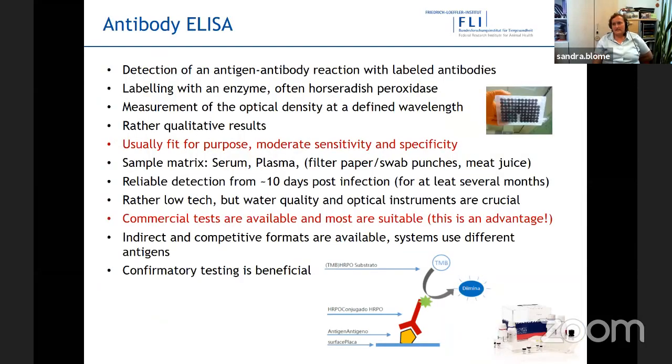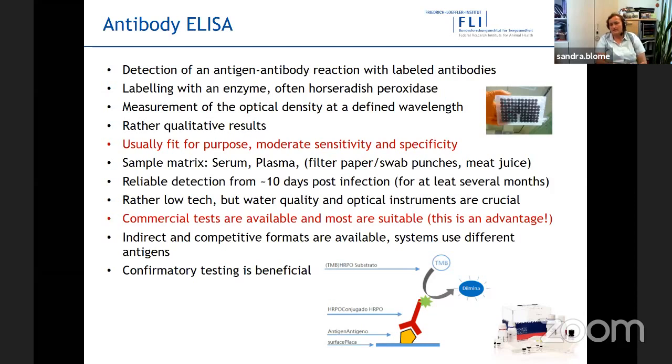The antibody ELISA is the other first line of defense. Detection of an antigen-antibody reaction is the case with labeled antibodies. The labeling is done with an enzyme. It's often horseradish peroxidase, and we measure optical density at a defined wavelength later to define if a sample is positive or negative. Despite the fact that we get some semi-quantitative results, it's a rather qualitative outcome.